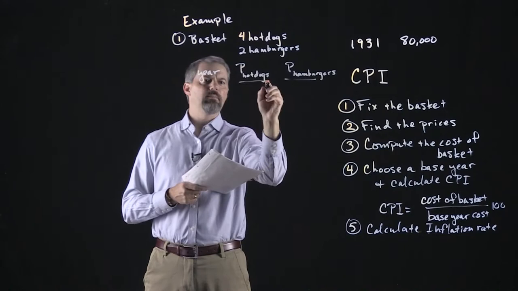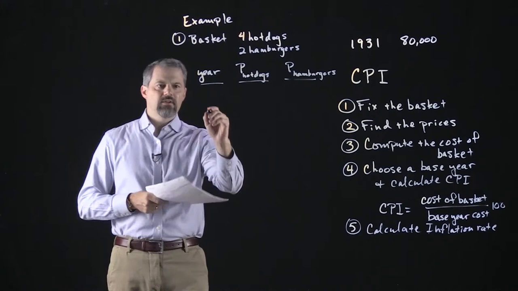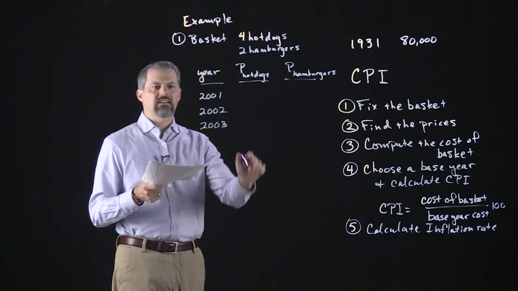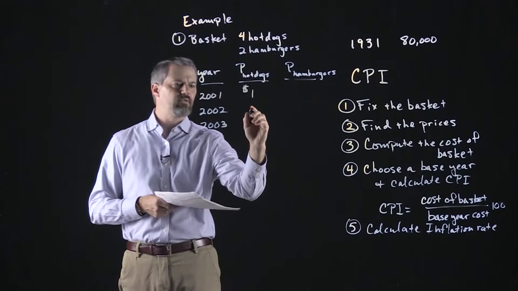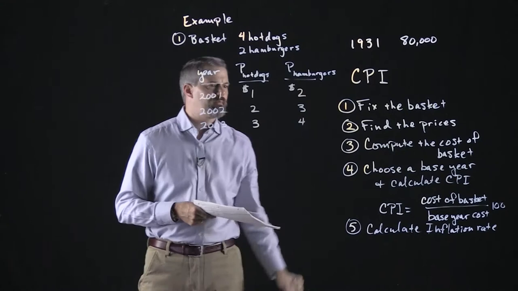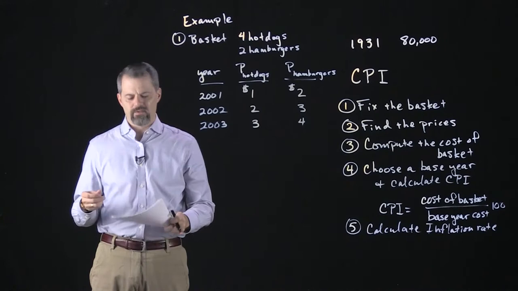And we'll use the same prices that we used in that previous example. So let's use the same years. The years really don't matter. Let's use 2001, 2002, 2003. And the prices looked like this. In 2001, a hot dog cost $1, and then in 2002, it cost $2, and in 2003, it cost $3. And our hamburger price in 2001 was $2, and then $3, and then $4. So there are the prices that we had in that previous video where we were calculating GDP.